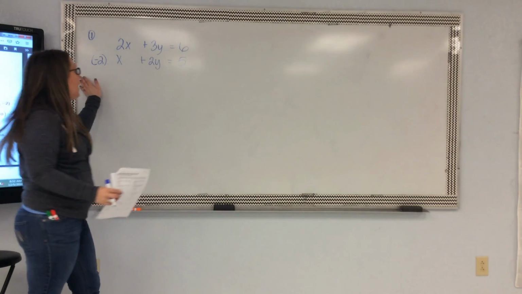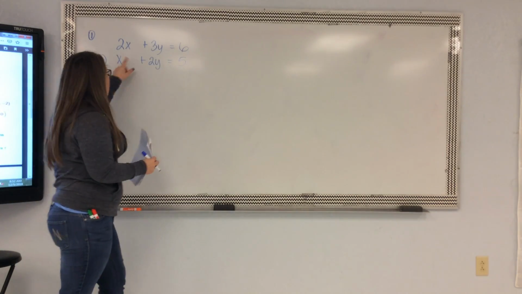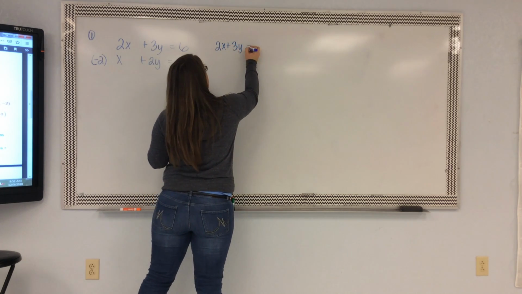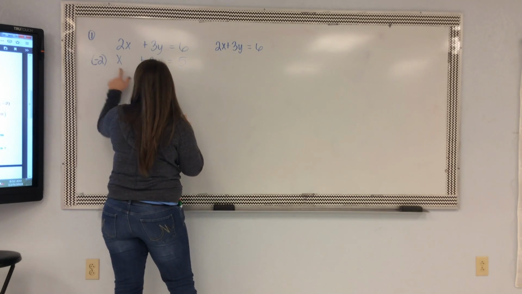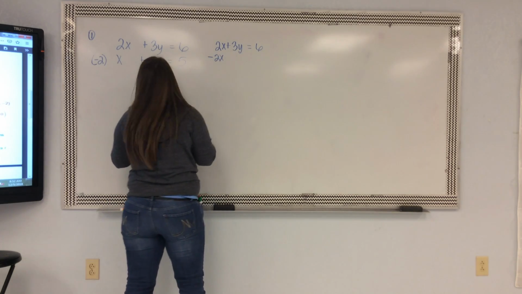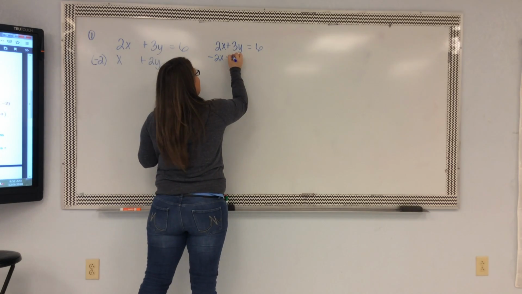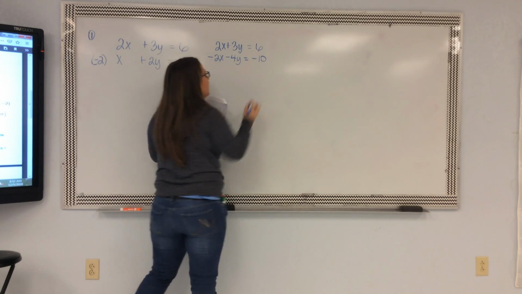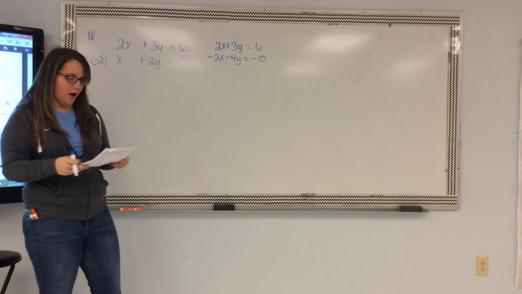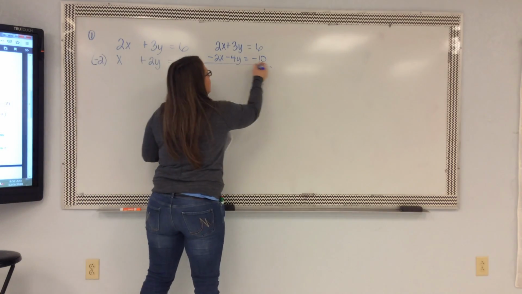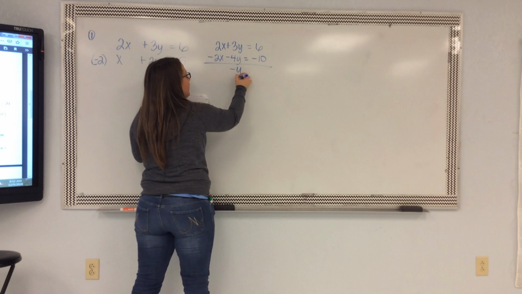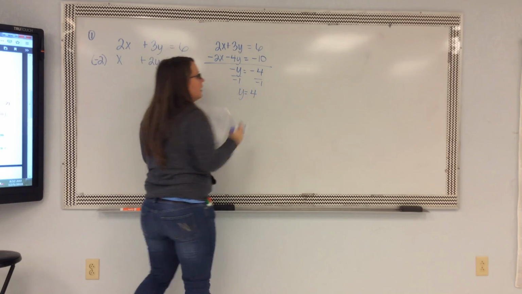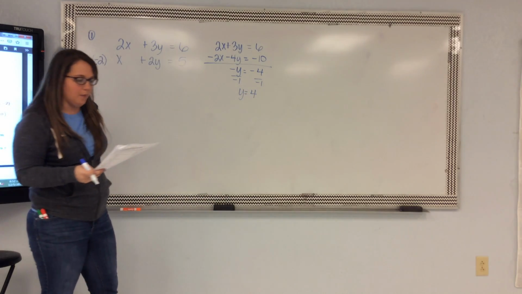Once I decide what I want to do, I have to distribute it all the way through. So this stays the same as 2x plus 3y equals 6. And this is going to be negative 2 times x is negative 2x. Negative 2 times 2y is a negative 4y. And negative 2 times 5 is a negative 10. So once I distribute that out, I have my new problem. I'm going to go ahead and combine those together. Those go away. Negative y is equal to negative 4. So that means positive y is equal to positive 4. I get that by just dividing by negative 1 on both sides.